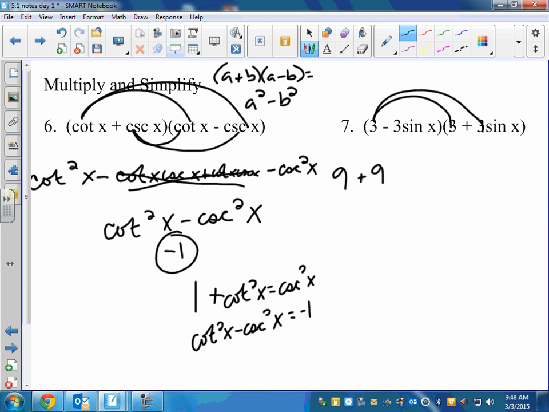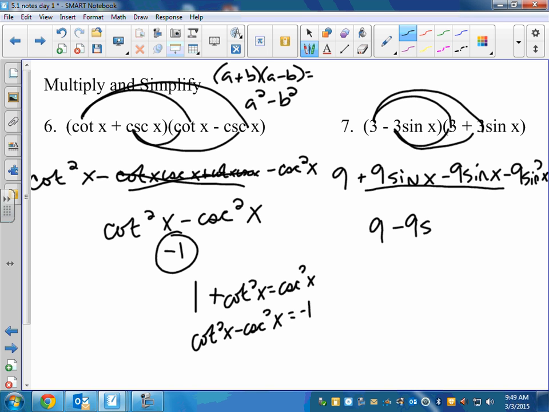Does it do minus? If you notice that it's a difference of 2 squares, you don't have to do the middle part. I'm just showing my work, but these two should cancel. So we get 9 minus 9 sine squared x. My Pythagorean identity doesn't have 9 in it, it only has 1 in it. So what could I do? Could I just factor a 9 out?